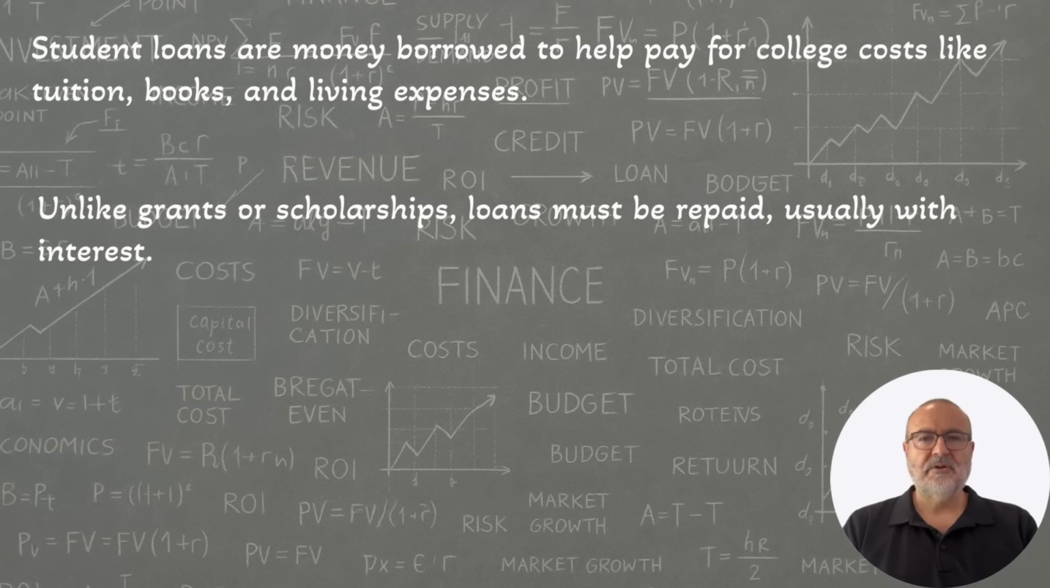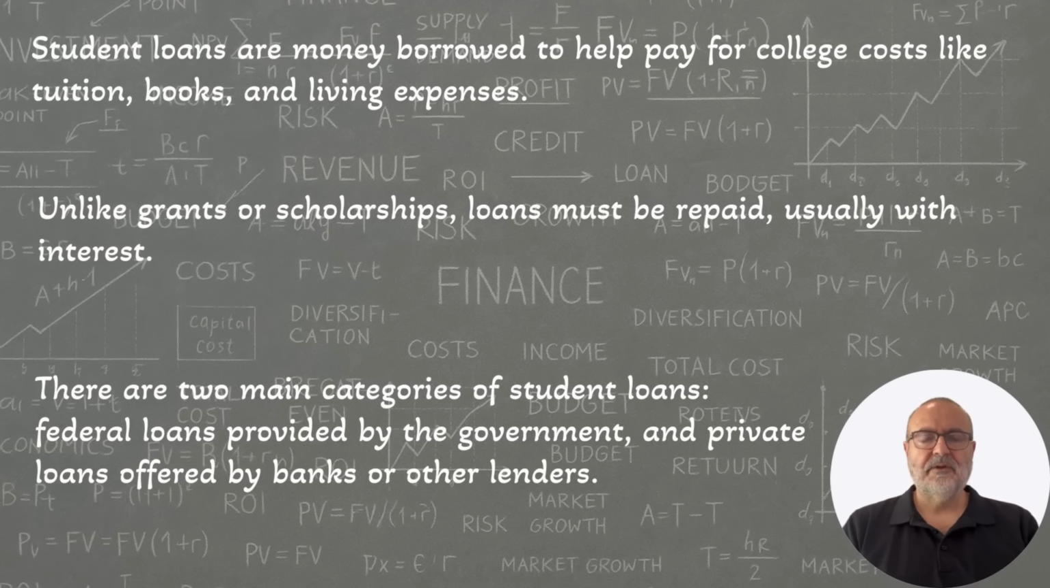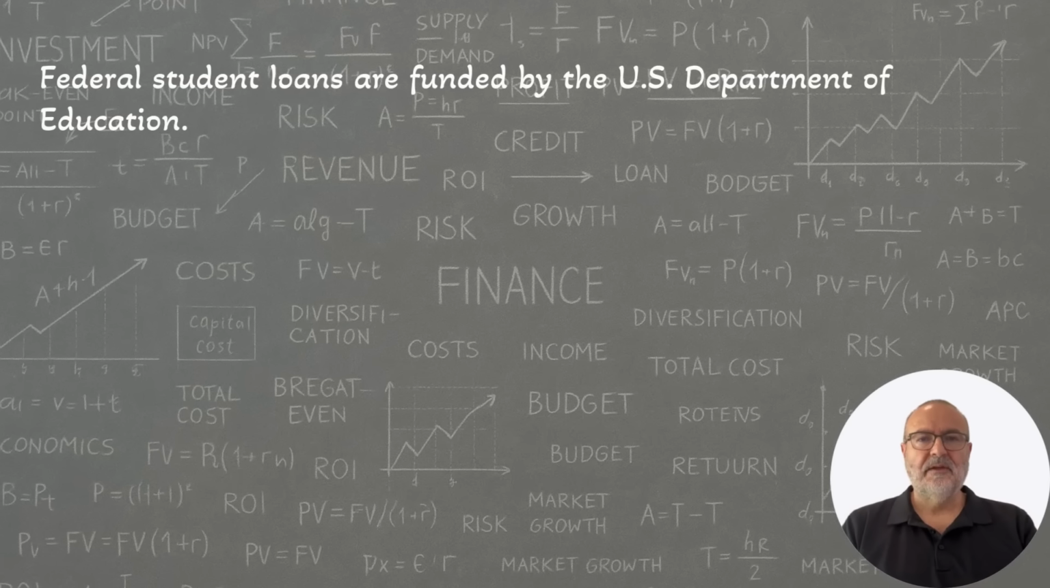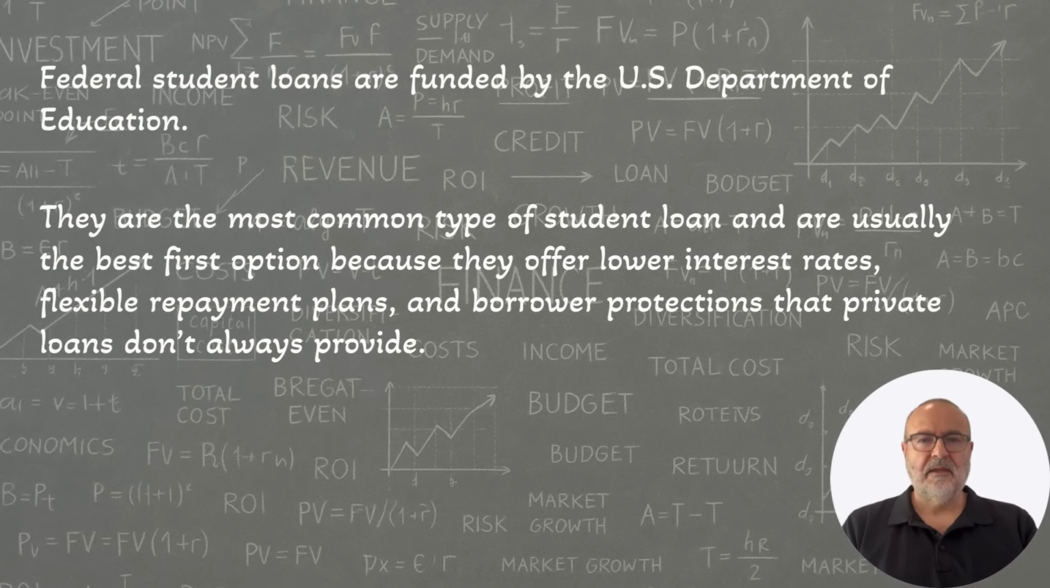Unlike grants or scholarships, loans must be repaid, usually with interest. There are two main categories of student loans: federal loans provided by the government and private loans offered by banks or other lenders. Federal student loans are funded by the U.S. Department of Education. They are the most common type of student loan and are usually the best first option because they offer lower interest rates, flexible repayment plans, and borrower protections that private loans don't always provide.